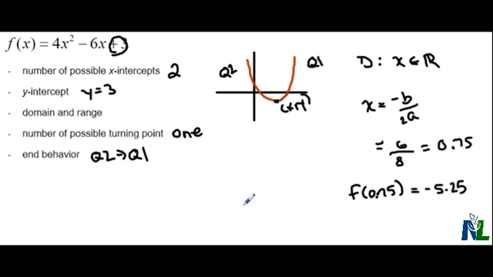So when I write the range for this function, I need to make sure that I state that y is going to be greater than or equal to, because it opens up, the y value at the vertex, which is negative 5.25, and also y is a real value.